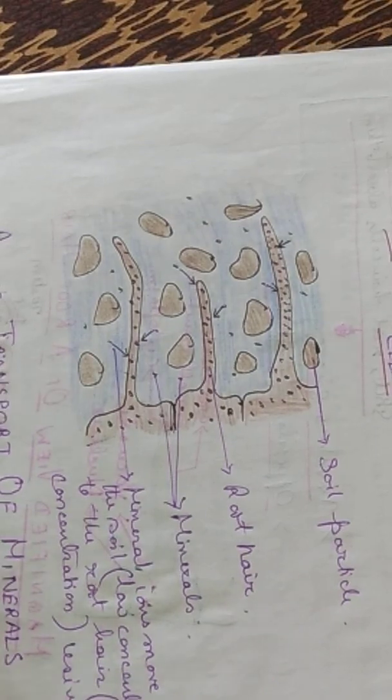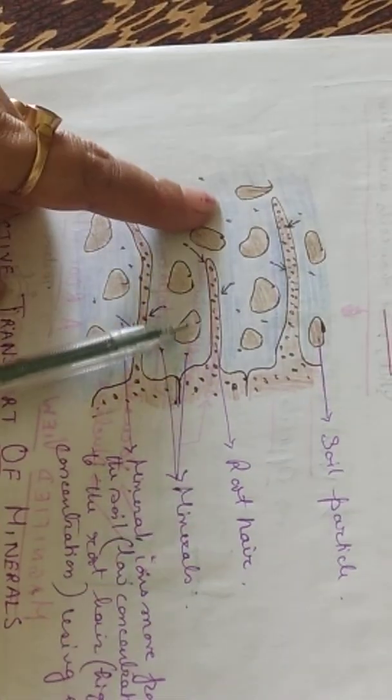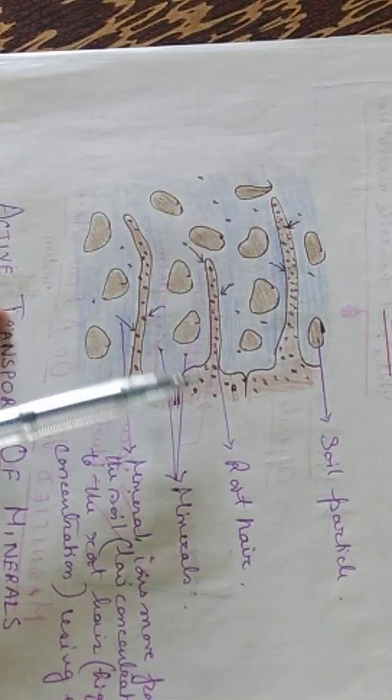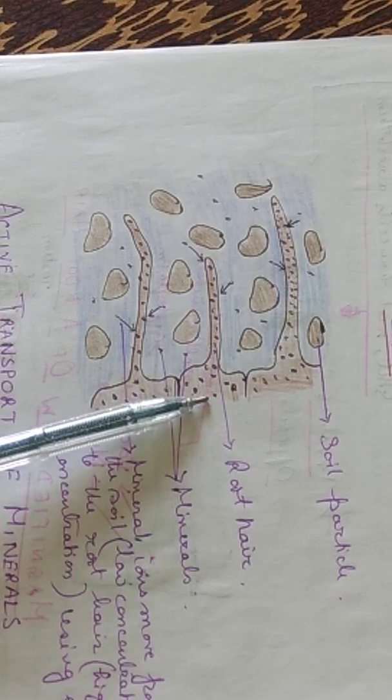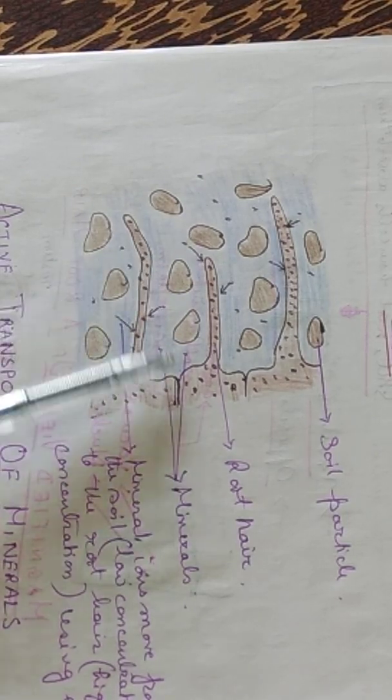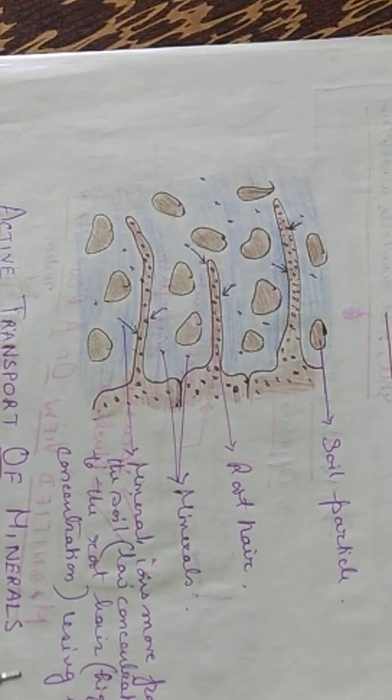But in active transport, it's the opposite of diffusion. Here the mineral molecules are less, whereas the mineral molecules inside the root hair cells are more. So through active transport, they are moving from lower to higher concentration. This involves energy.